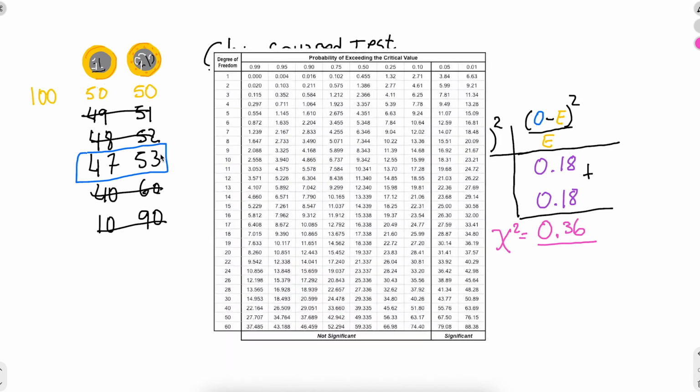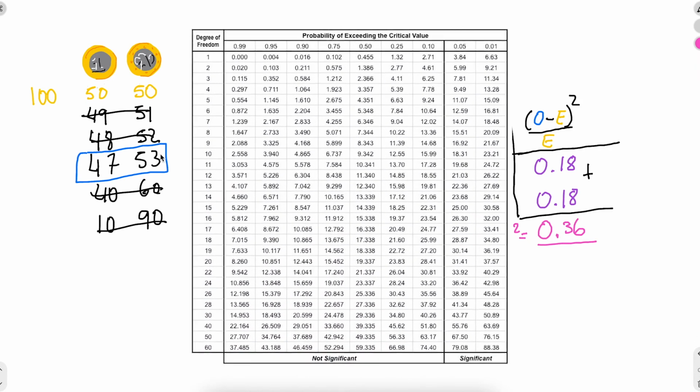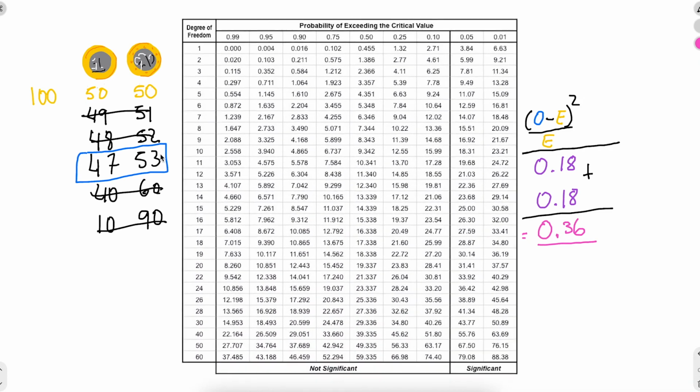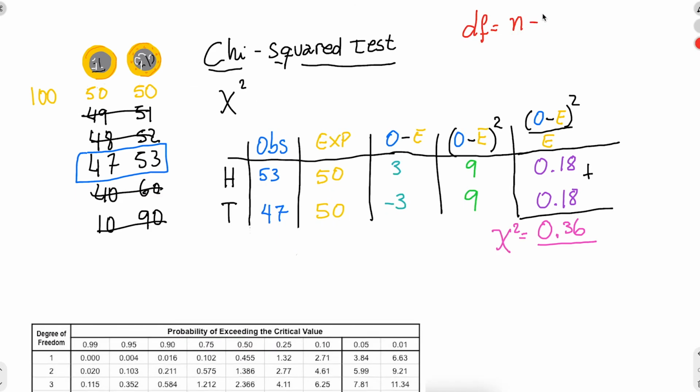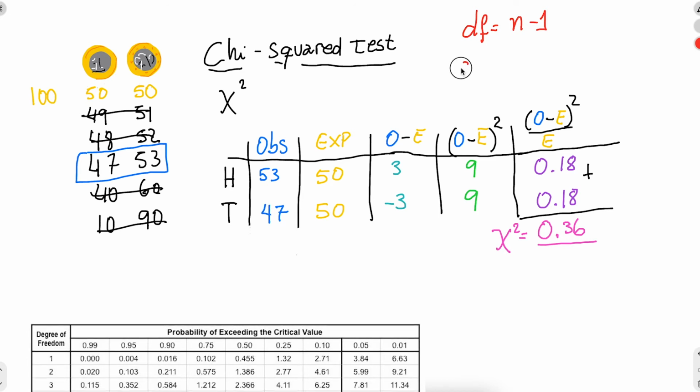So here we have the chi-square table, and we are looking for how many degrees of freedom we have. And usually it is going to be the number of categories minus 1. Why is that? So how many categories do we have? We have heads and we have tails. We have 2 categories. 2 minus 1 equals 1. Why minus 1? Why not just the number of categories?